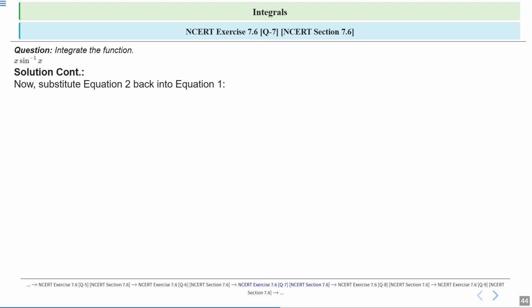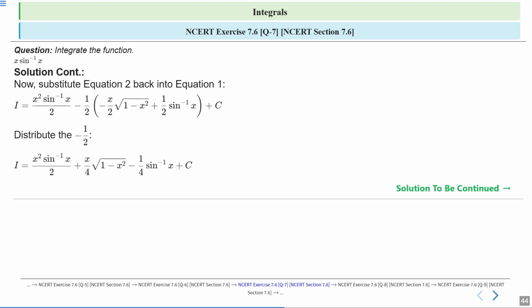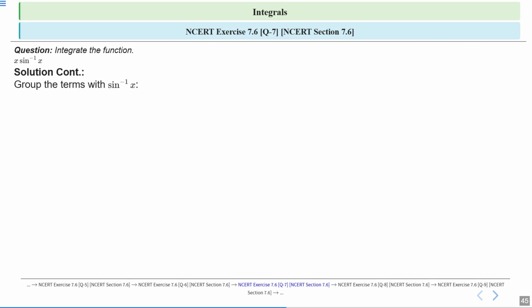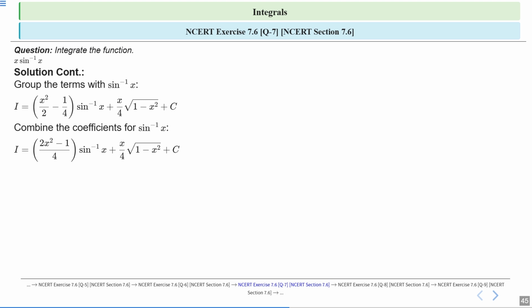To get the final solution, we substitute this value of the integral into equation 1. So the final integral becomes x square sine inverse x by 2 minus 1 by 2 into minus x by 2 root under 1 minus x square plus 1 by 2 sine inverse x plus c. So just simplify it. Group the terms with sine inverse x. We get I is equal to x square by 2 minus 1 by 4 sine inverse x plus x by 4 root under 1 minus x square plus c.